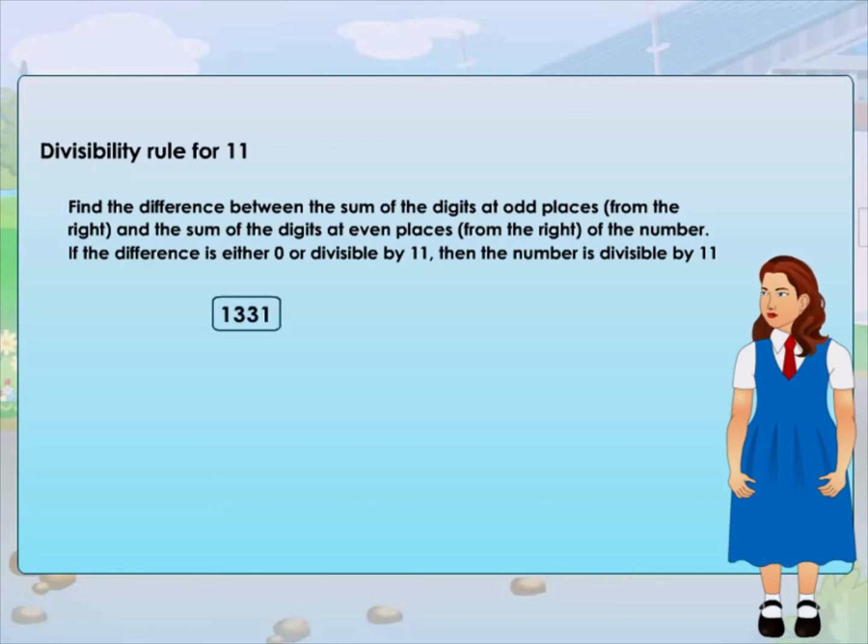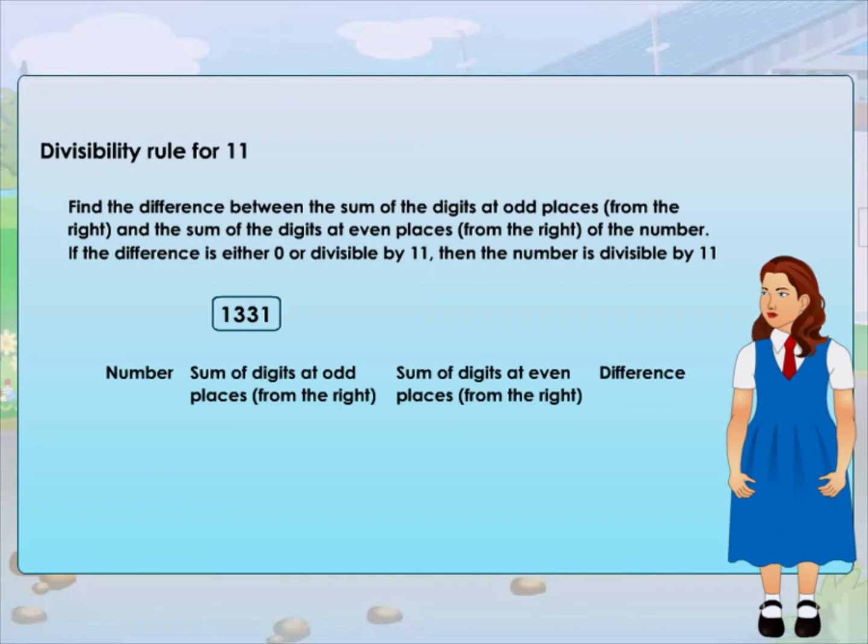Example, let's consider the number 1331. The sum of the digits in the odd place is 1 plus 3, which is equal to 4. The sum of the digits in the even place is 3 plus 1, equal to 4. The difference is 0. Therefore, 1331 can be divided by 11.